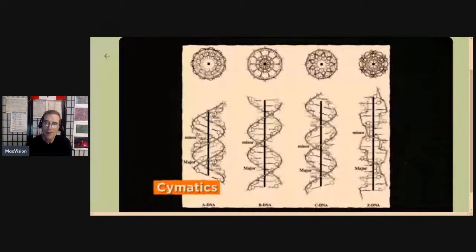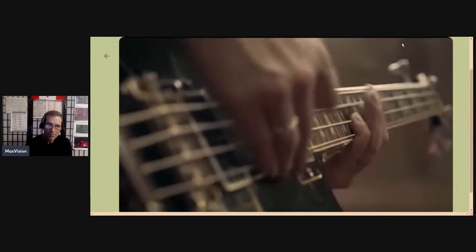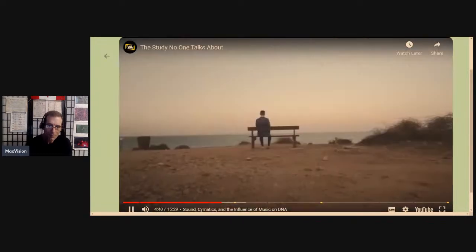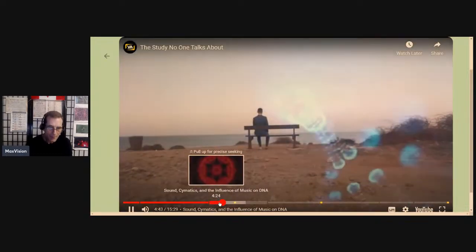This exploration into the realm of cymatics raises intriguing questions about the potential impact of music, which consists of complex sound waves, on the human body, including our DNA.